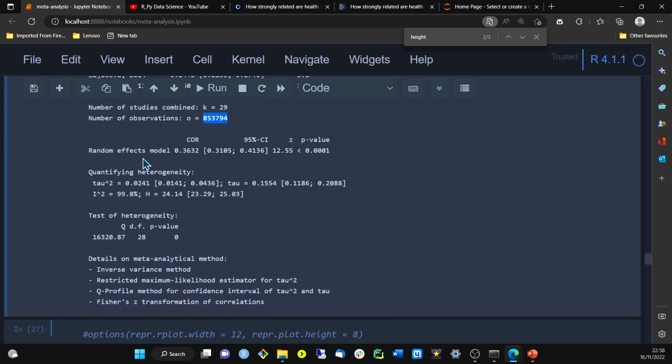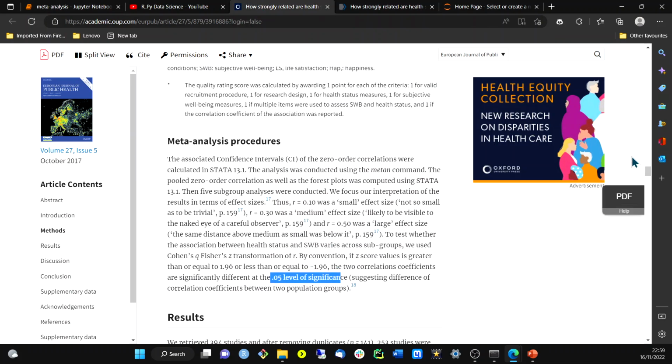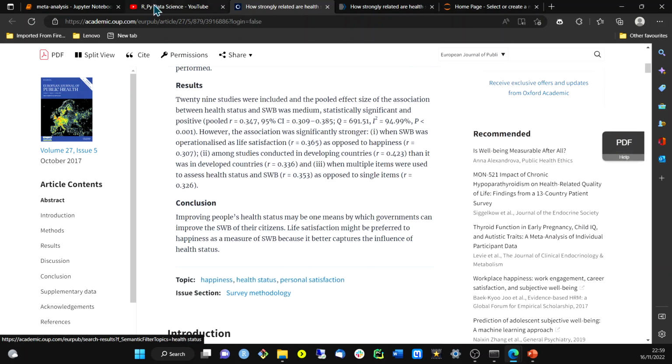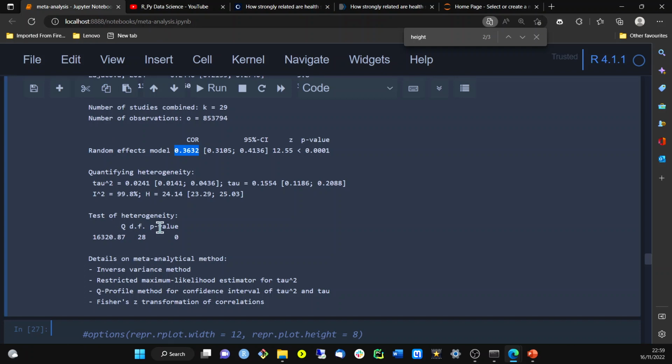So it's almost 1 million, and the random effects model is telling us the correlation of 0.3632, and then you have 0.3105 to 0.41. That's the confidence interval, and it's statistically significant, so that means the correlation is significant. Based on the rule of thumb for the strength of correlation, you can label this as a medium correlation, exactly as they have labeled it here. They say it as medium, so there is a moderate correlation based on that definition. Let me go back and see additional values.